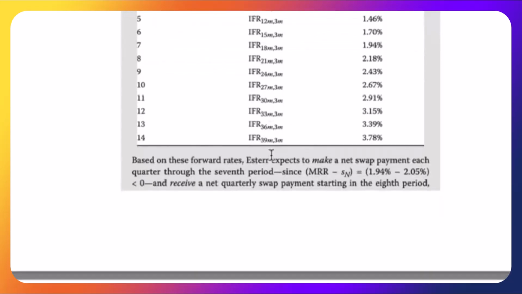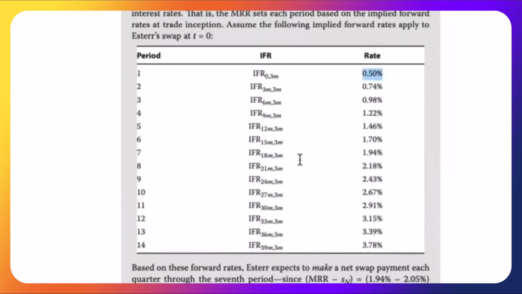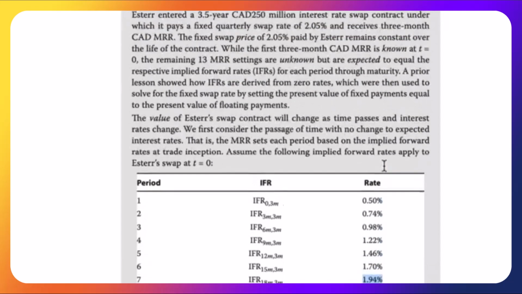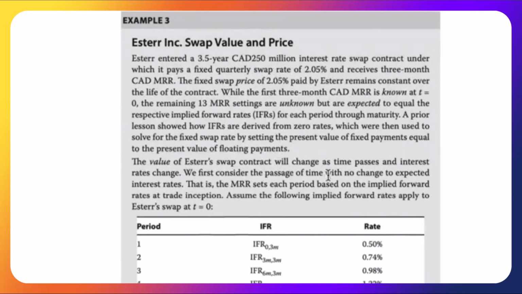Based on these forward rates, Esther expects to make a net swap payment each quarter through the 7th period. What are they saying here? Well, look at the 7th period. This is the floating rate payment, right? We're a pay fixed, receive floating. What are we paying? We're paying 2.05.